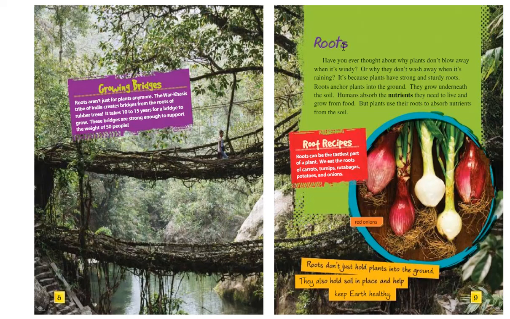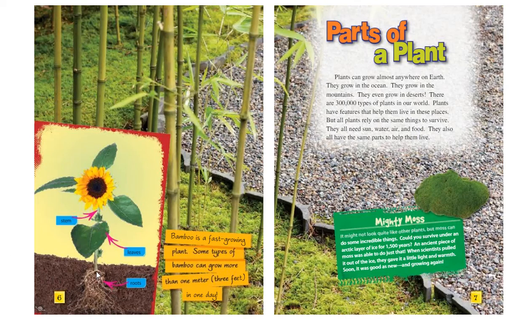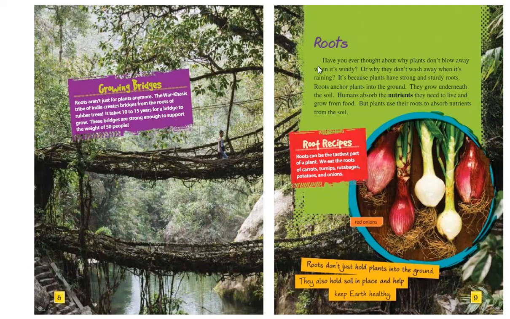So the first part of the plant we'll talk about today is the roots. If you recall, that was this part of the plant that's underground, in the soil there. So what do the roots do? Have you ever thought about why plants don't blow away when it's windy? Or why they don't wash away when it's raining? It's because plants have strong and sturdy roots underground. Roots anchor plants into the ground. They grow underneath the soil. Humans absorb the nutrients they need to live and grow from food. But plants use their roots to absorb nutrients from the soil.